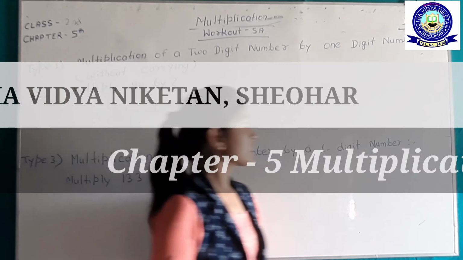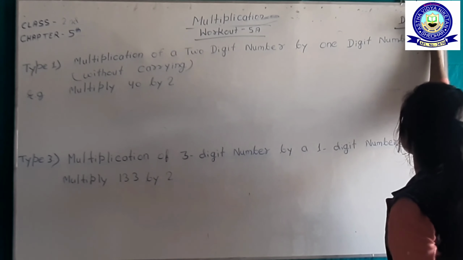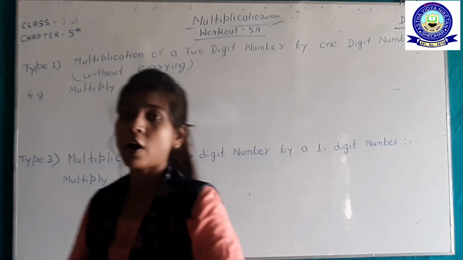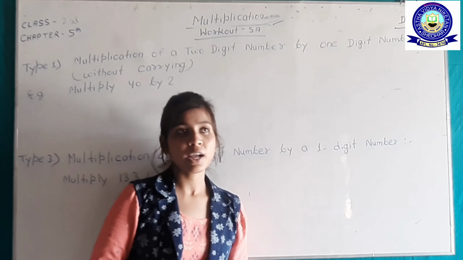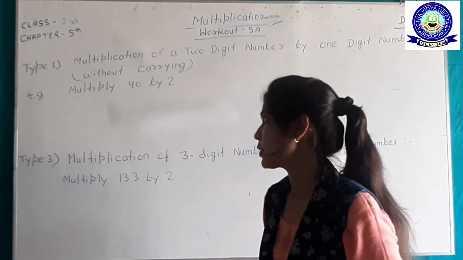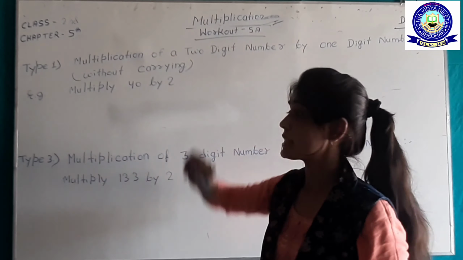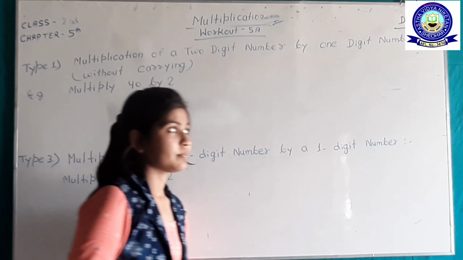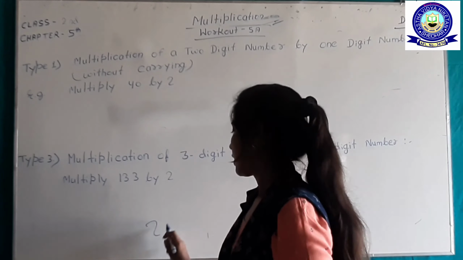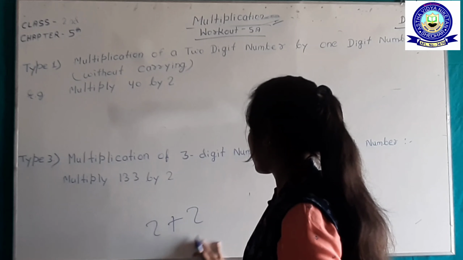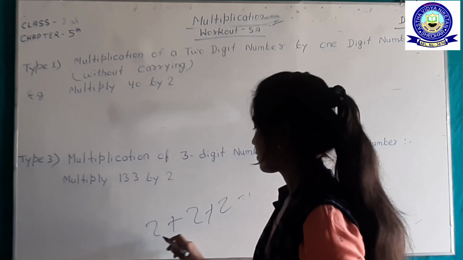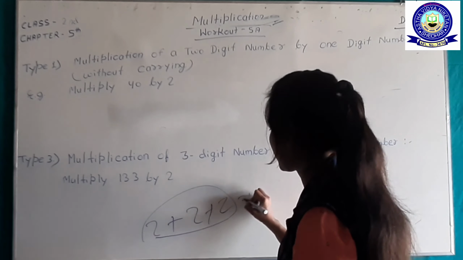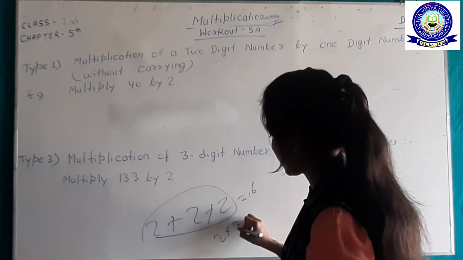Good morning children, this is our second day of chapter 5, multiplication. In your previous class you read about how we multiply, what multiplication is, and also the properties of multiplication. We all know multiplication is the repetition of addition. When we repeat the digit more than 1 time, here we repeat 2 three times, we get 6, and when we multiply 2 into 3 we get 6.